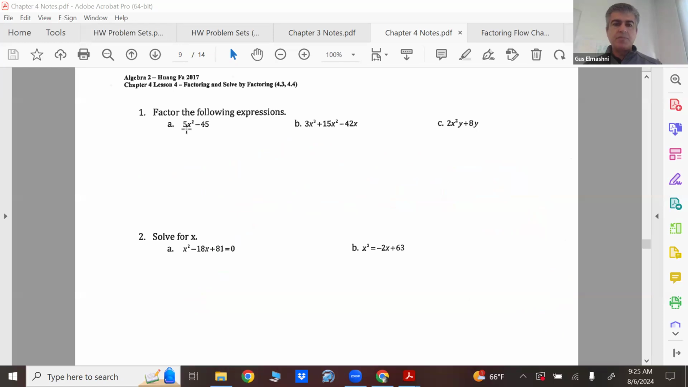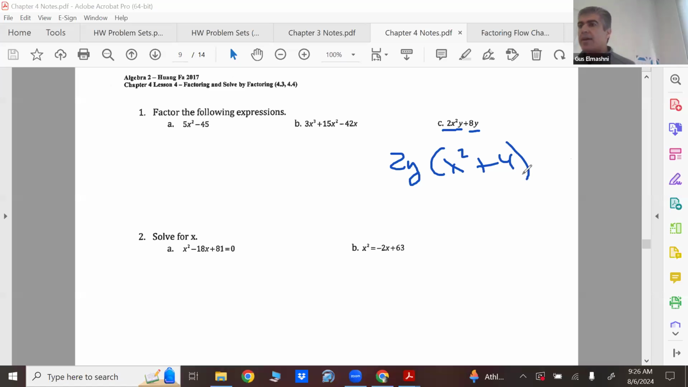So for C, what's common here? What do they both have in common? 2 and y, exactly. x squared plus 4. Unfortunately, there's nothing you can do about that. x squared plus 4 is what it is. Leave it alone. It's difference of two squares, not sum of two squares. So you leave it alone. That's all. Okay. Now let's take a look at number 2.